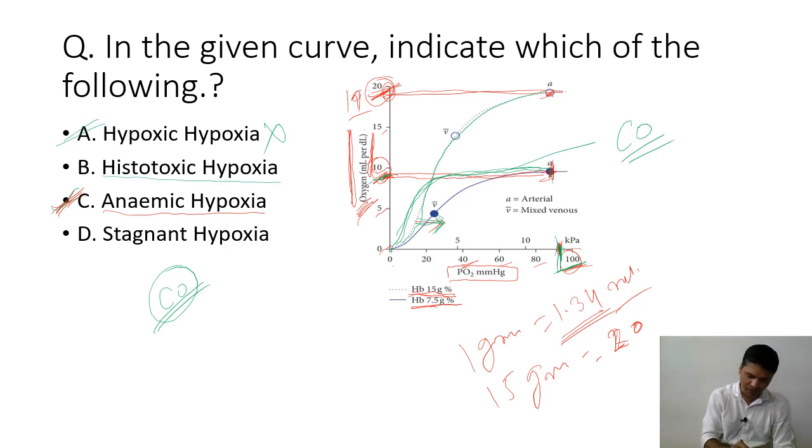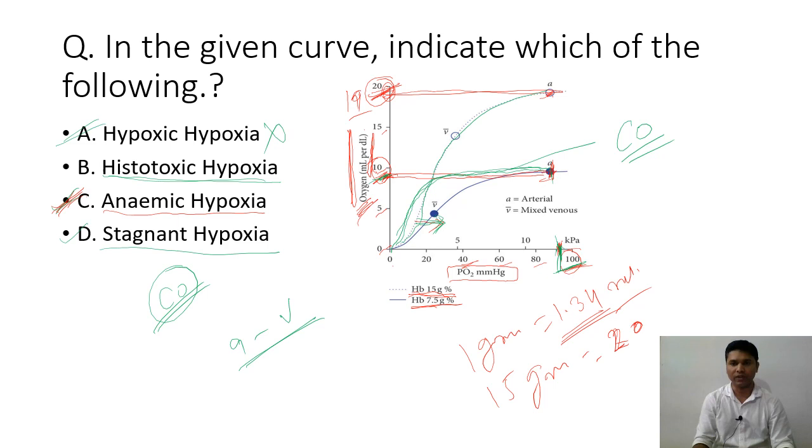Then histotoxic hypoxia. If you want to check histotoxic hypoxia, you have to check the arteriovenous difference of oxygen. And in the same way, for stagnant hypoxia, you have to check the arteriovenous difference. In histotoxic hypoxia, the difference in oxygen content between arteries and veins will be very small because oxygen utilization is reduced. Oxygen is available, but tissue cannot utilize oxygen. So in that condition oxygen remains in the blood, and the venous and arterial oxygen difference will be less.